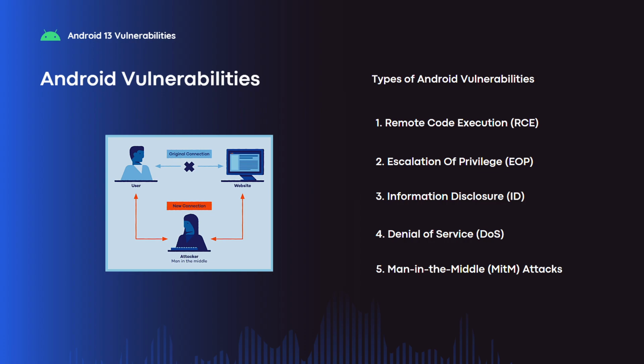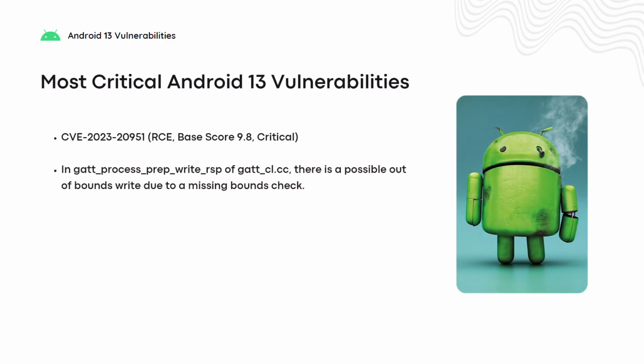These vulnerabilities can be a serious security risk to Android users. It is important to keep your Android device up to date with the latest security patches and to be careful about what apps you install on your device. Most critical Android 13 vulnerabilities. Generally, remote code execution, RCE, and elevation of privilege, EOP, are the most critical vulnerability types in terms of potential impact and severity. Let us look at an RCE-type vulnerability in Android 13.